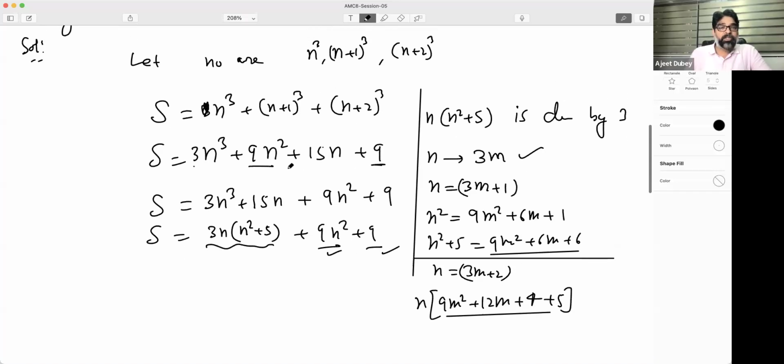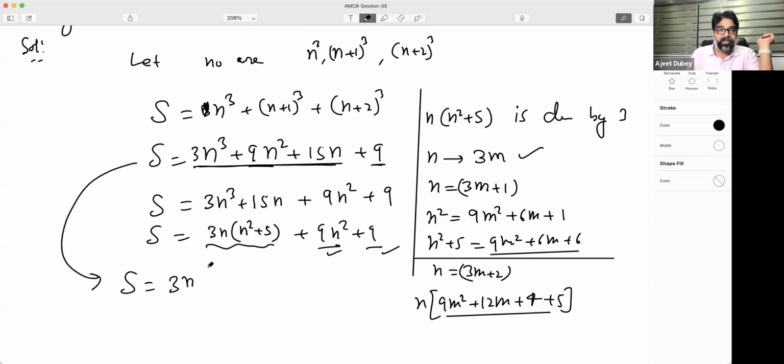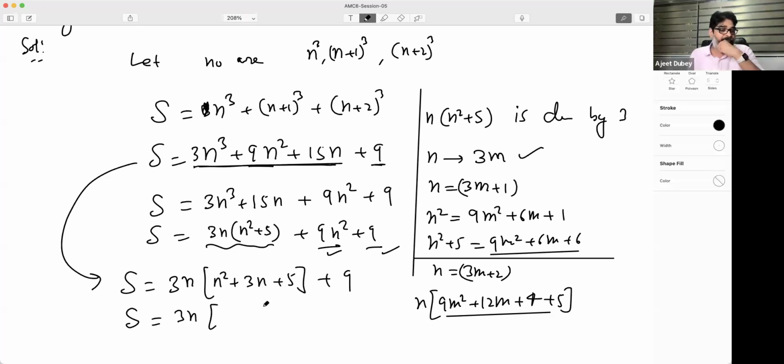We can make it a little bit simpler by manipulating these terms. I'm just giving another method. From these three terms, I can take 3n common. If you take 3n common, what will you get? n square plus 3n plus 5 plus 9. Now s equals 3n into n square plus 3n plus 5. Do we have a chance to factorize? No, we don't have a chance to factorize.